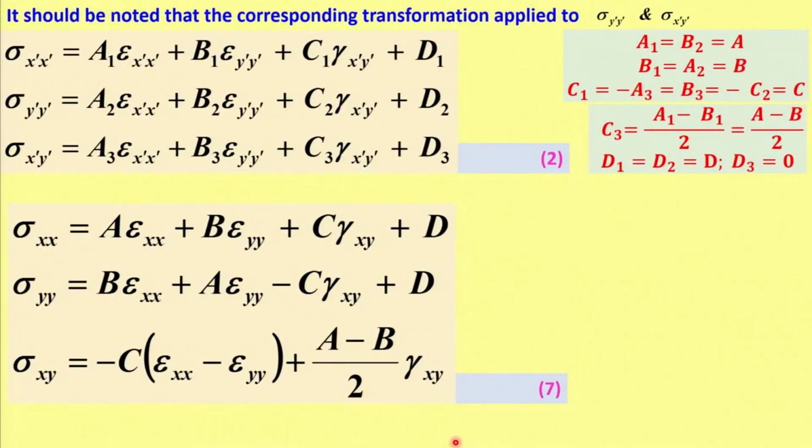Now, this is what I did. So now I am substituting these coefficients into sigma xx prime. a1 becomes a, b1 becomes b, c1 becomes c, and a2 is b, b2 is a, c2 is minus c, d2 is d, and a3 is minus c, and b3 is c. That's what I have substituted and taken common, and c3 is a minus b by 2 times gamma xy.